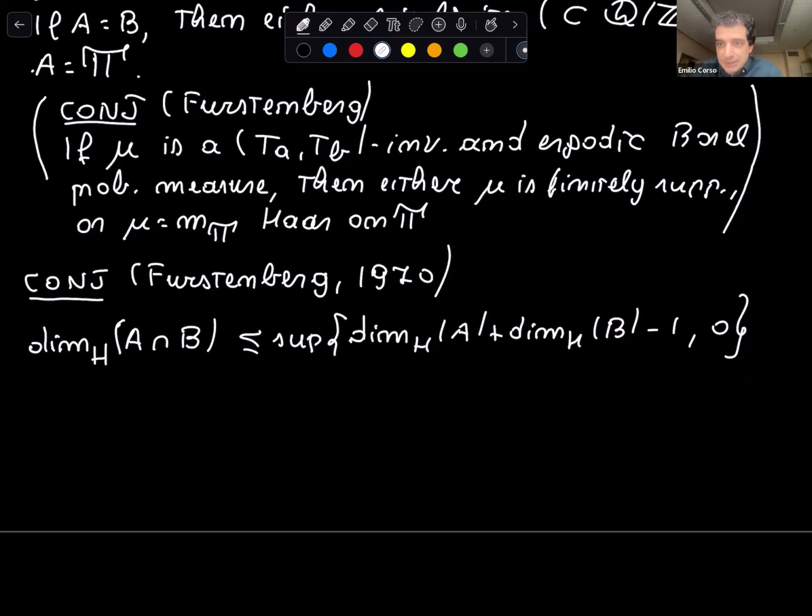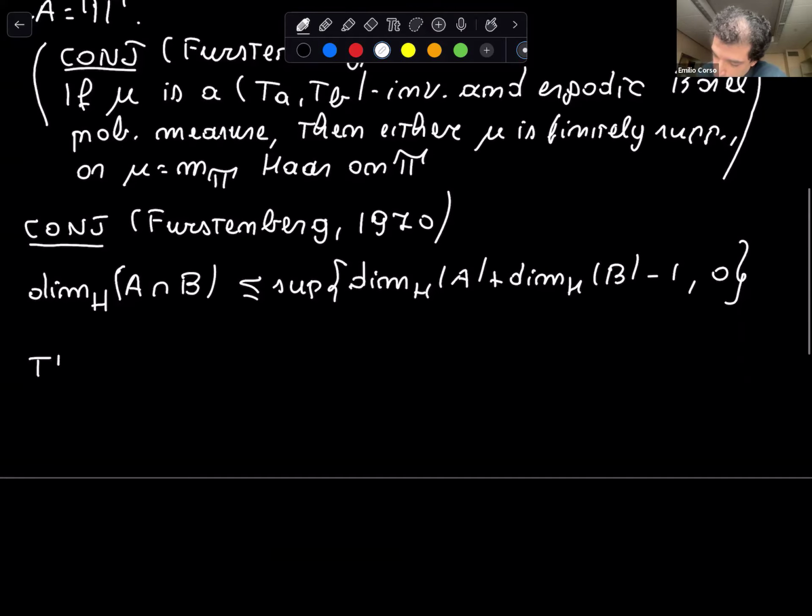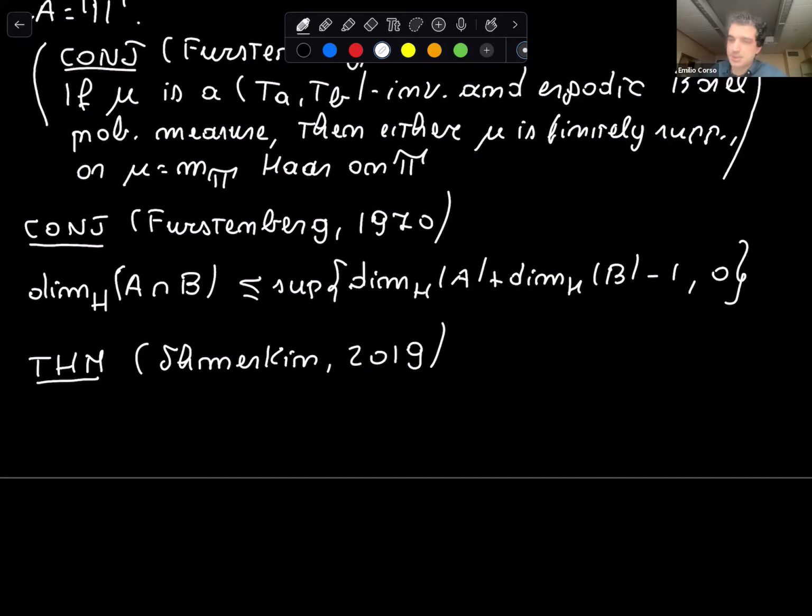Now, this conjecture, as I already said, is not a conjecture anymore. This is a theorem, which was first proven by Pablo Shmerkin. I mentioned the date in which it appears in print: it's an announced paper of 2019, but the result dates back a few years.